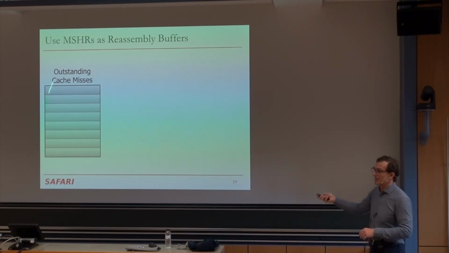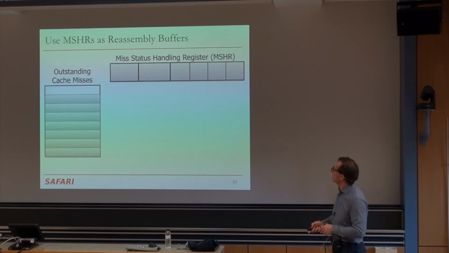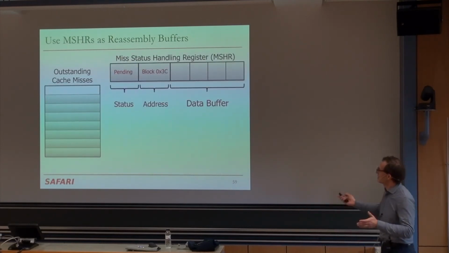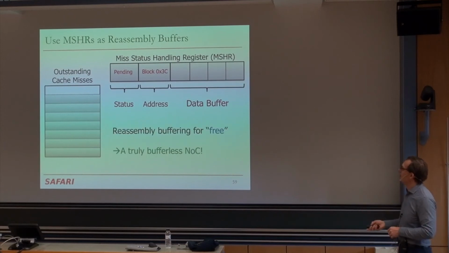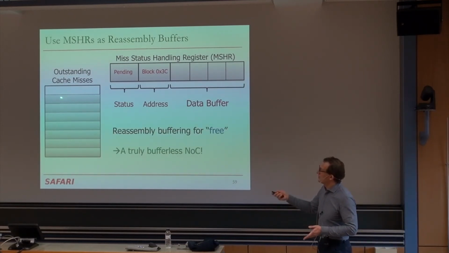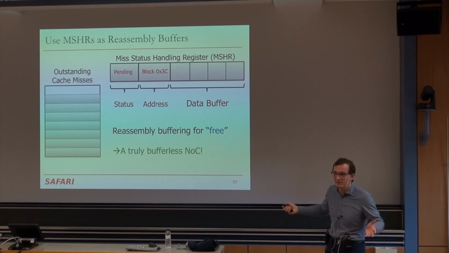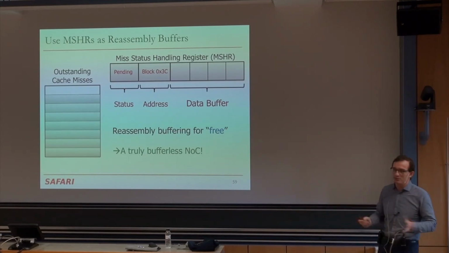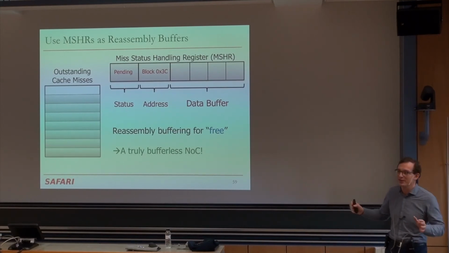You have a list of outstanding cache misses. And this essentially has a lot of information, the data buffer. And essentially we have reassembly buffering for free. Whenever you receive a part of a flit, you place it into part of the data buffer that you already have for outstanding cache misses. So you actually don't need this additional reassembly buffering.